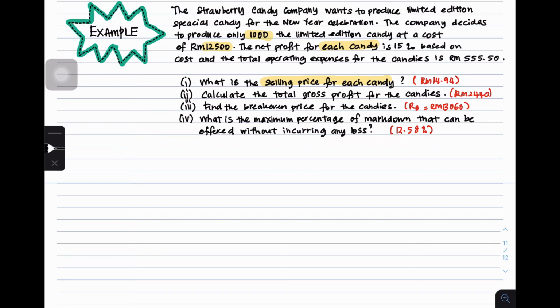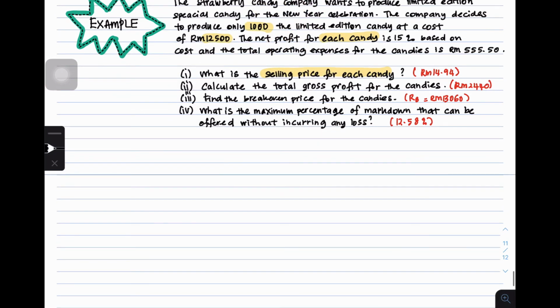Okay, so we need to note down. First, cost. Our cost for 1,000 candies is RM12,500. So you must remember, this is for 1,000 candies. Then the net profit he wants is 15% of the cost price. So net profit is 0.15, 15% is 0.15 of cost. So 0.15C. And the operating expense is already given. The total operating expense is RM555.50. Okay. So now we want to find what is the retail price for each candy.